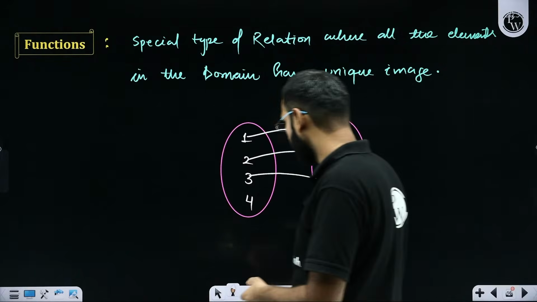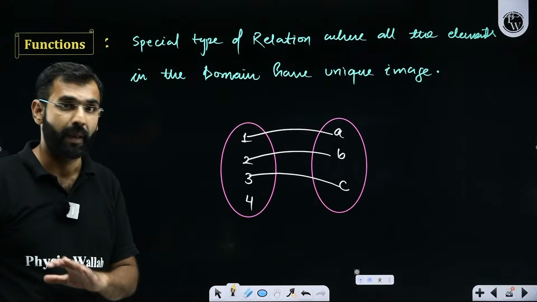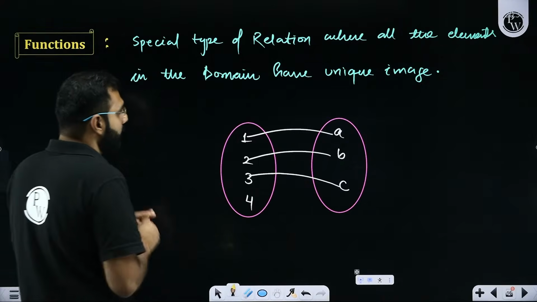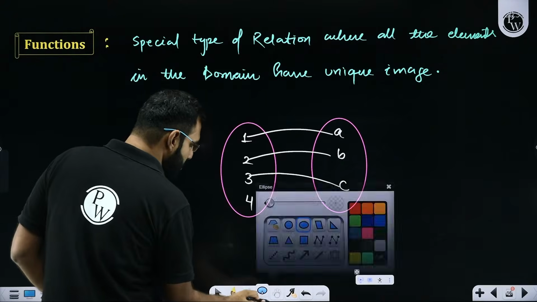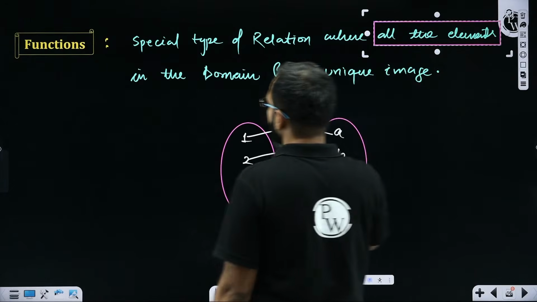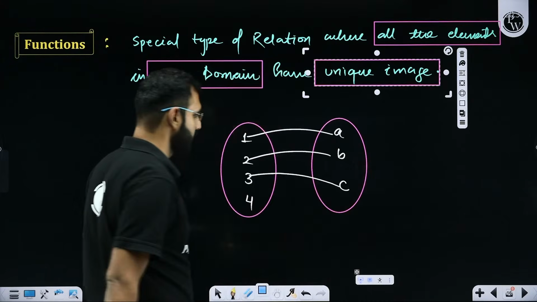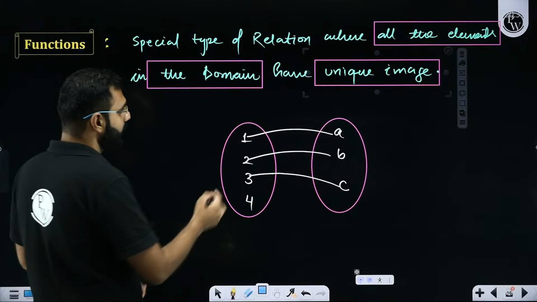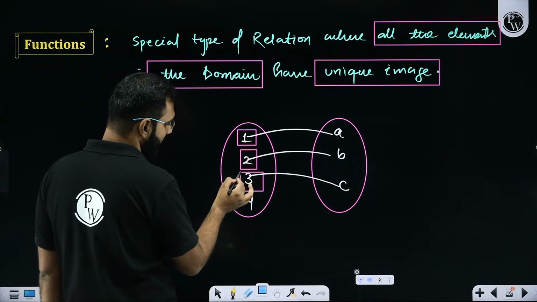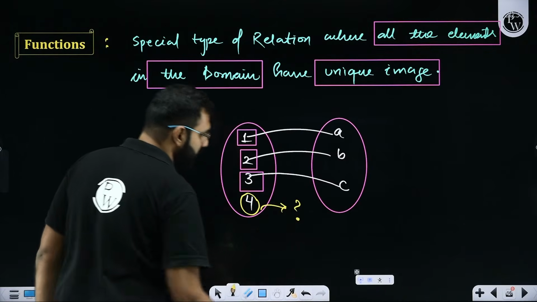Absolutely, Vijay. A very good observation. This is clearly not a function. Sir, why? This is not a function, Anamika, I hope you are noticing it. Why? Sir, because you told that a special type of a relation where all the elements in the domain should have a unique image. Where is the image of 4?